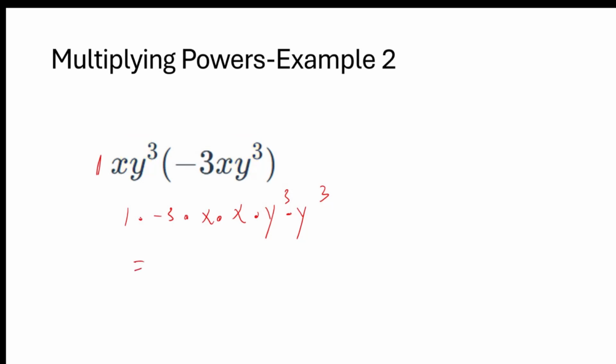So this is going to give me -3 times, now there's an x to the 1 here and there's an x to the 1 there. Add the exponents. This is going to be x squared, and this is going to be y to the 6. So this would complete that second example after you get a shot at trying it.